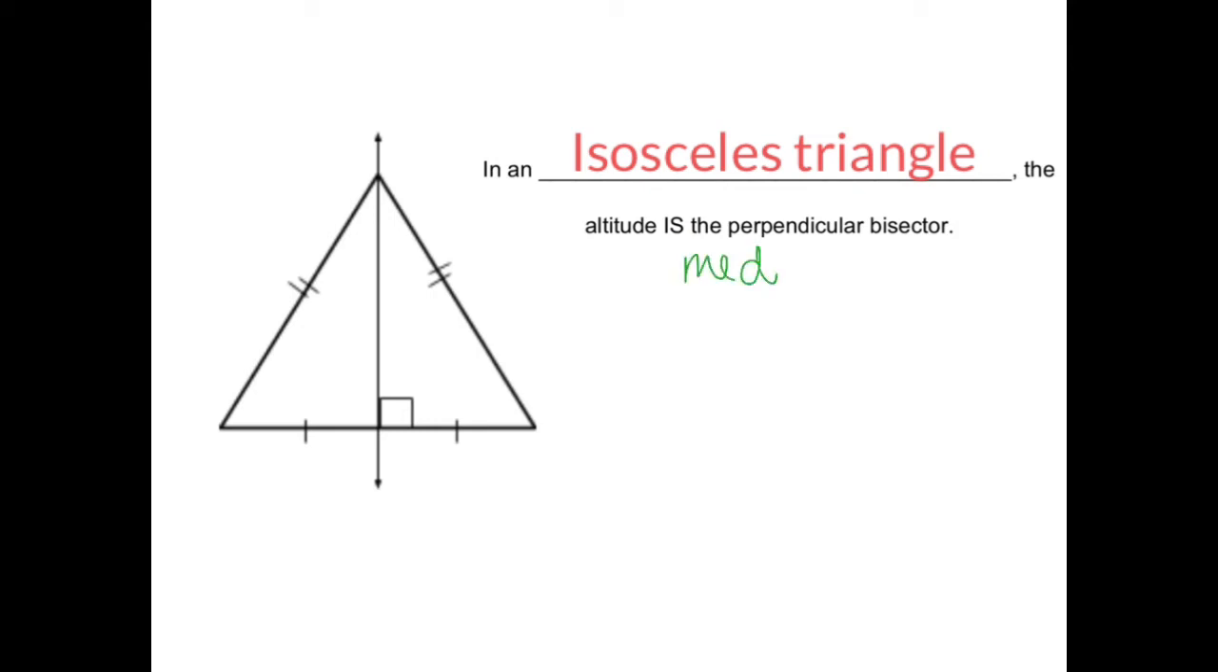All three of these things are the same segment because it starts from the vertex and it goes to the midpoint, which is the median. It starts from the vertex and it creates a perpendicular line. And if you start down here at the midpoint and go up, that's the perpendicular bisector.